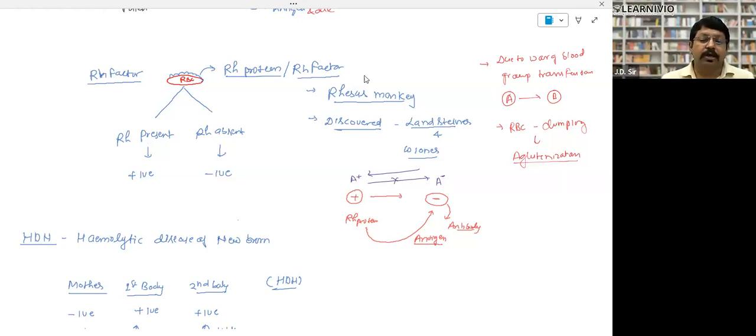If you give a wrong blood group to a person, what will happen? If A blood group is given to B or B is given to A, what will happen? RBC will clump, they will get stuck, and this process is called agglutination. RBC will clump, agglutination will take place, and the person will die. Remember the term agglutination. What is agglutination?